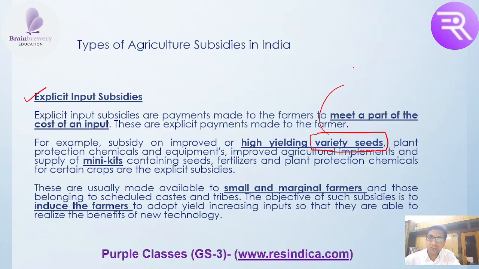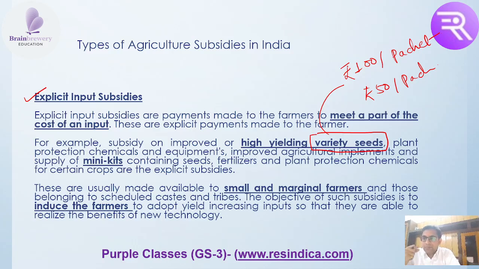Okay, like the seed costs 100 rupees per packet, so government is saying that you will get it for 50 rupees per packet. Okay, so this is like high yielding variety. Plant protection chemicals are there. Okay, if you are buying the chemicals for plant protection, you will get them at a very subsidized rate. Many kits government is providing, in seed, fertilizer, and plant protection chemical. All these come under the explicit subsidy, which is visible.